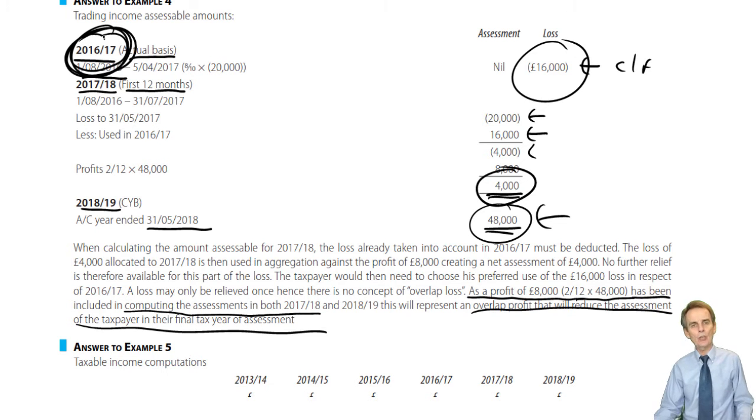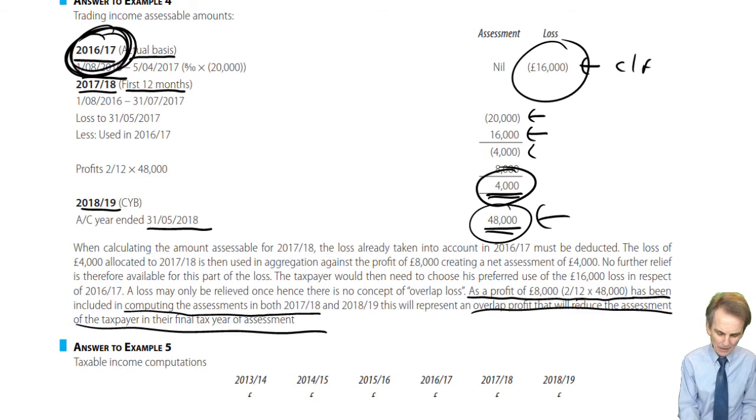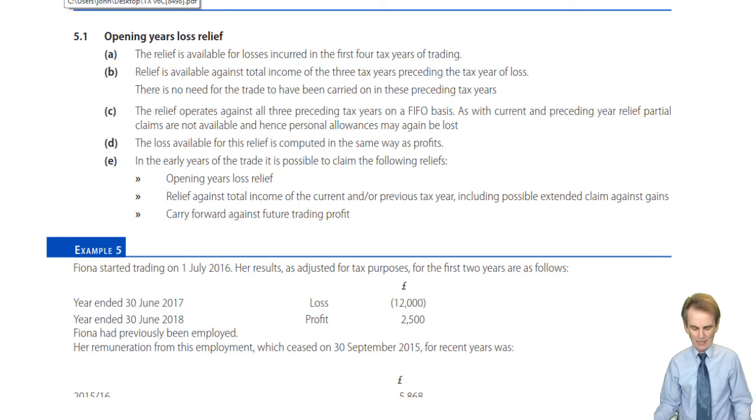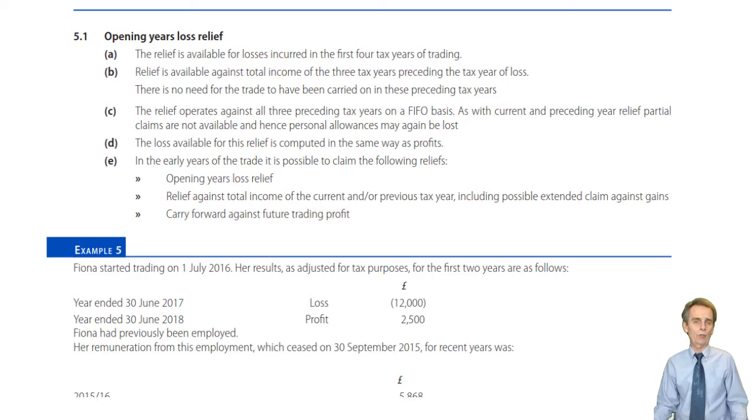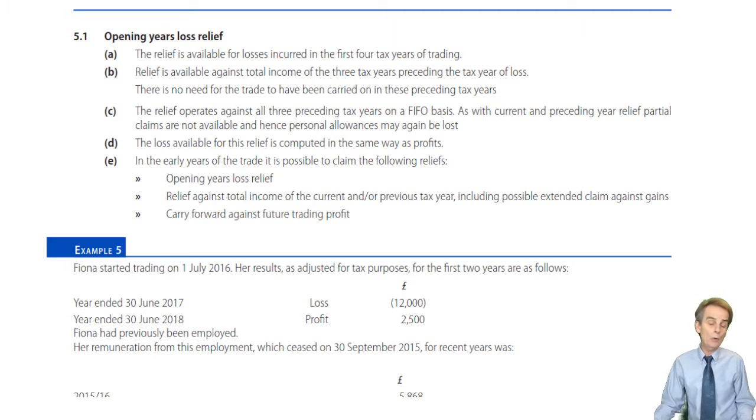But in addition to those loss reliefs, there's also a specialist, as we keep calling it, opening years loss relief. And that is what we can discover back in our notes here, section 5.1 of chapter 7, our opening years loss relief. And what we're going to see, it's very similar to what we've just been talking about, being a set off against total income. But your normal provision that is available only allows you to go back 1 year.